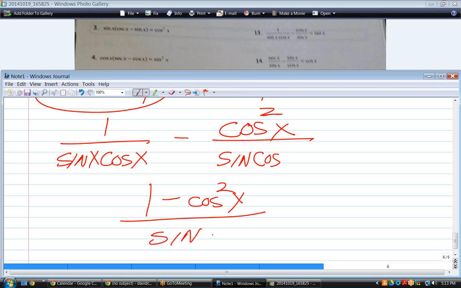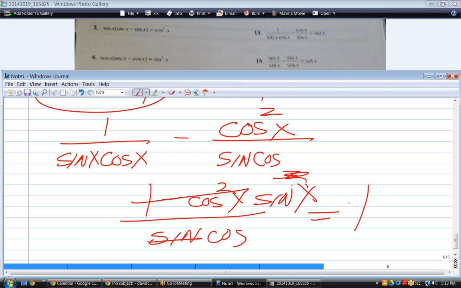Okay, now what's the numerator look like? Sine squared. Simplify. Go into sine over cosine, which is equal to tan.